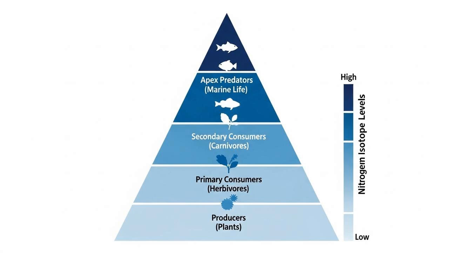Nitrogen isotopes tell us about your position in the food chain. The higher up the food chain you go, the more of the heavier nitrogen isotope you accumulate. So a herbivore has a low nitrogen signature. A carnivore that eats herbivores has a higher one. A carnivore that eats other carnivores has an even higher one. A diet rich in marine fish also has a very distinct, very high nitrogen signature.